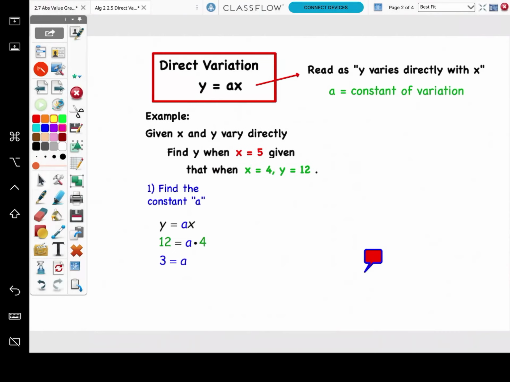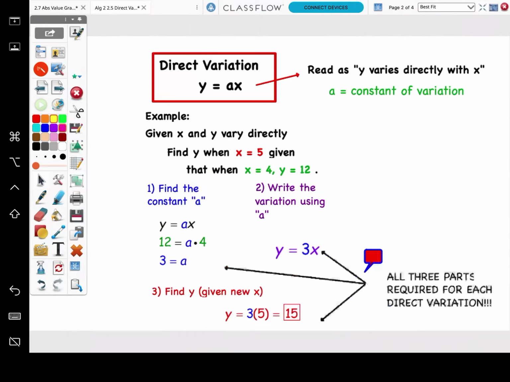So we have a lot of things going on here. First thing we need to do is figure out what that a value is, that constant of variation. So you plug in the x and the y that you know and solve for a. So we find a equals 3. Then we're going to write our variation equation. So y equals 3x. And then the very last thing we do is find the y given that new x value. So x equals 5, we're looking for y. 3 times 5 is 15.